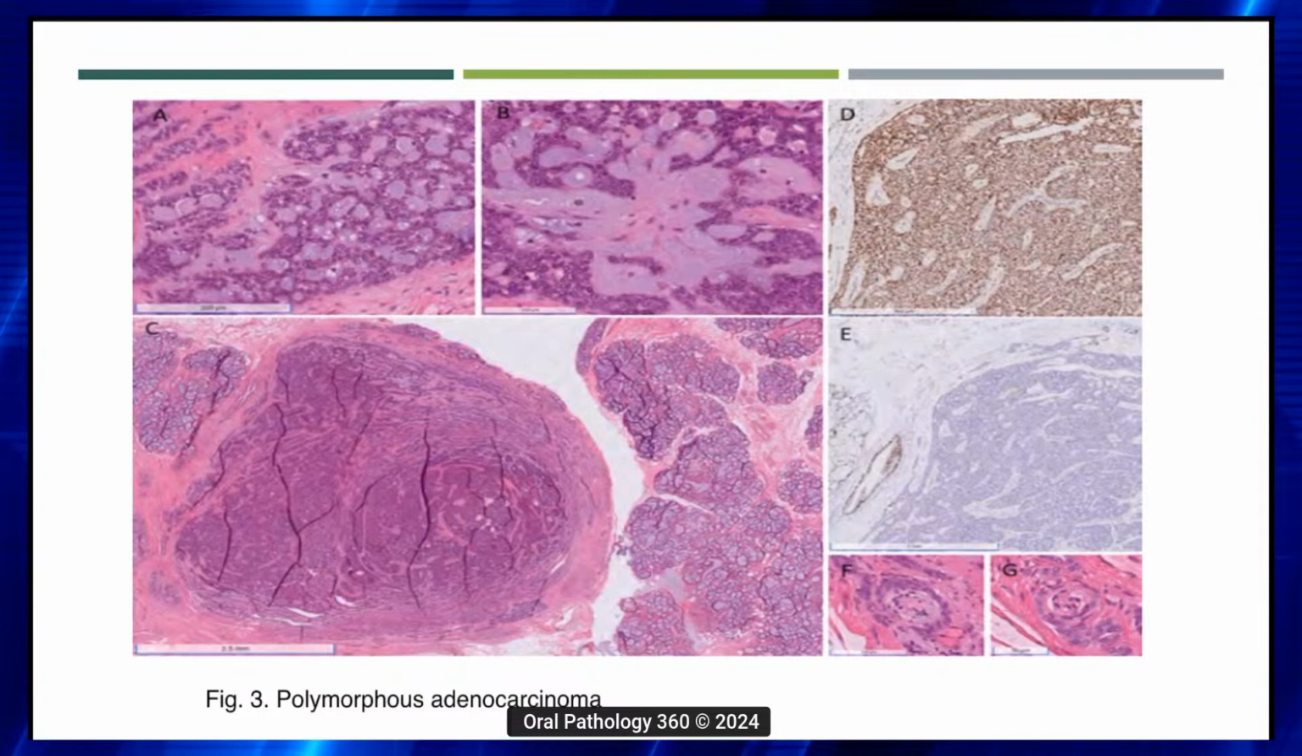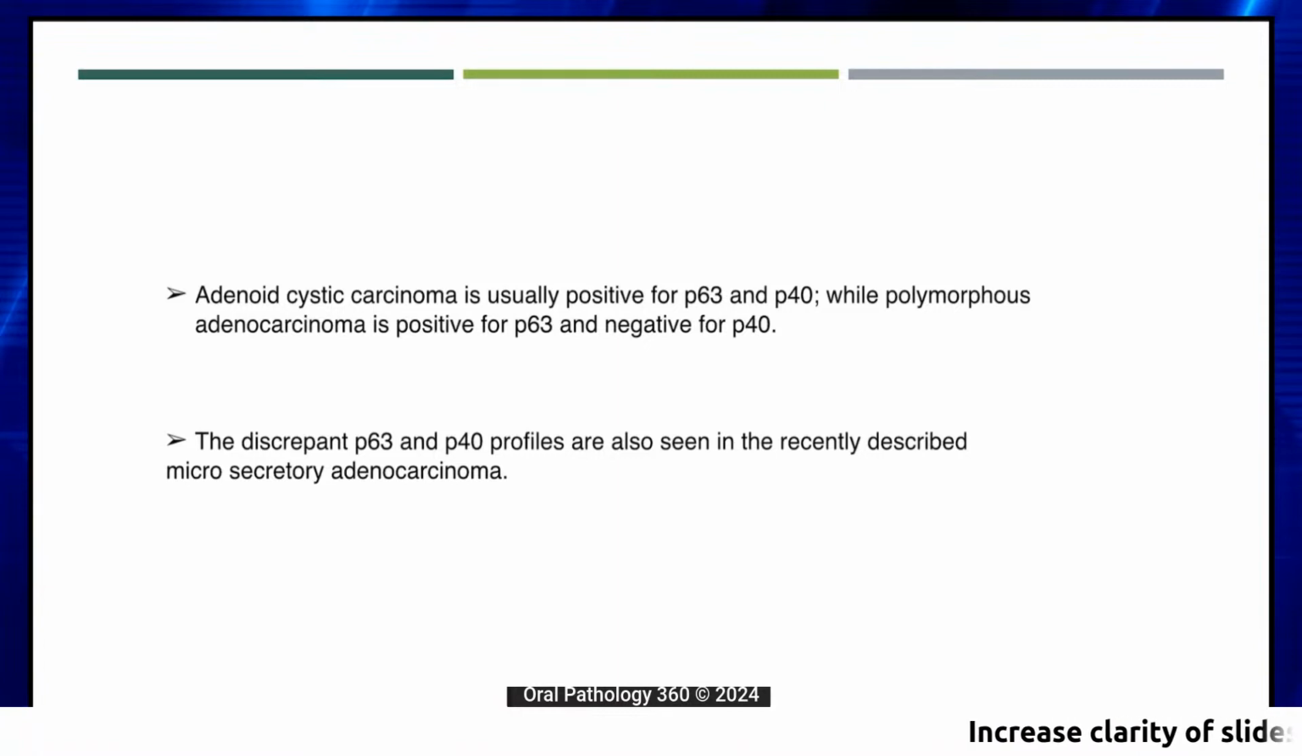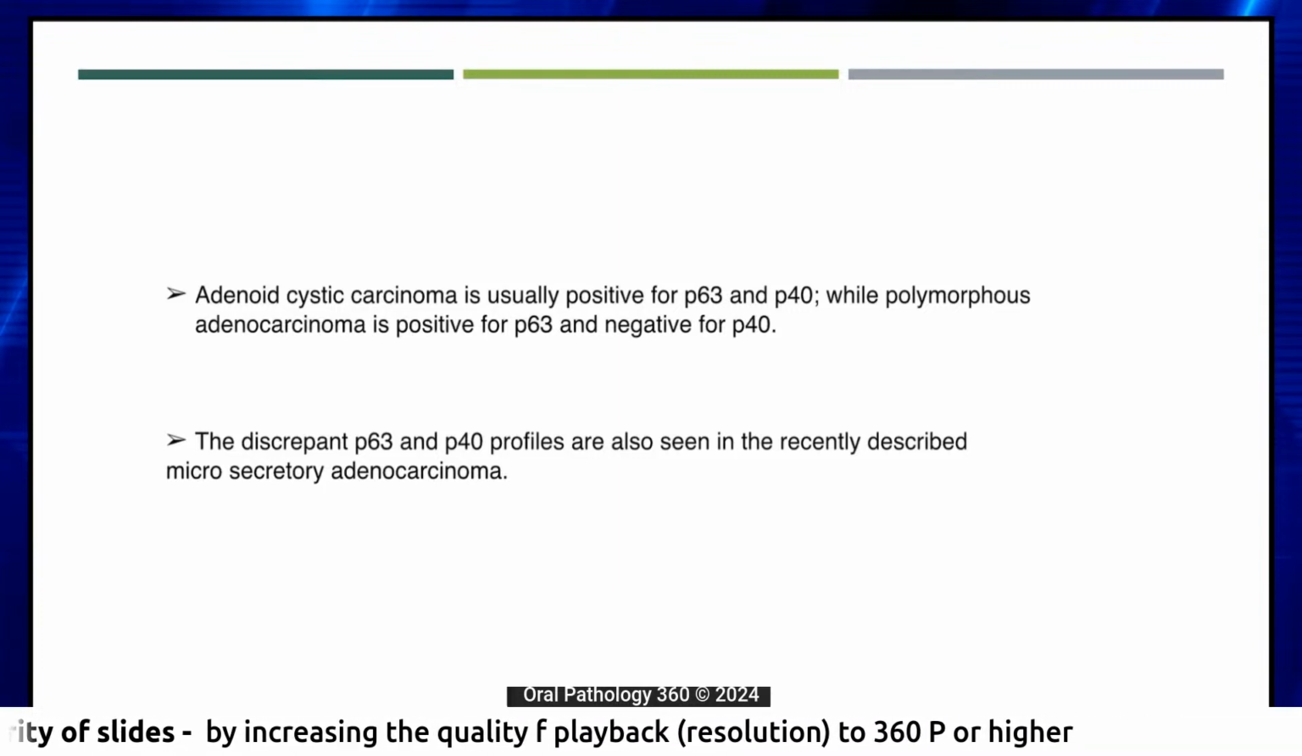The swirling low magnification appearance in picture C, and the discordant P63 in picture D and P40 in picture E expression, along with foci of perineural invasion in pictures F and G, confirm the correct diagnosis. Adenoid cystic carcinoma is usually positive for P63 and P40, while polymorphous adenocarcinoma is positive for P63 and negative for P40. And the discrepant P63 and P40 profiles are also observed in microsecretory adenocarcinoma, a recently described entity.